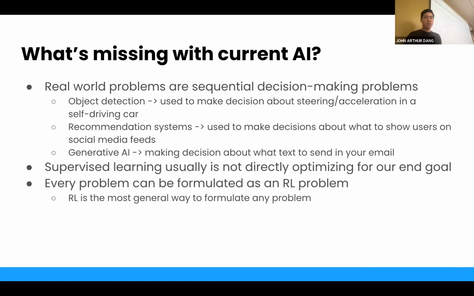It turns out that you can actually formulate every single problem as a reinforcement learning problem. RL is really the most general way to formulate any kind of problem we actually want to solve. If you look at any task in supervised learning, like object classification, we can think of that as a single time step decision-making problem.